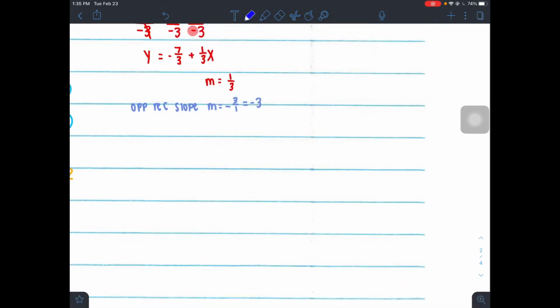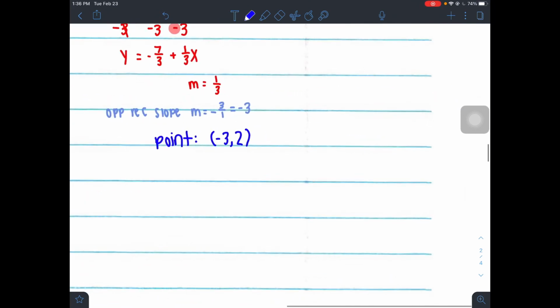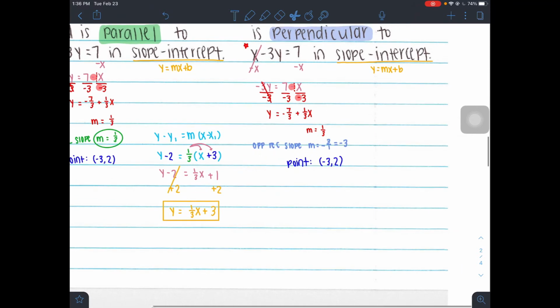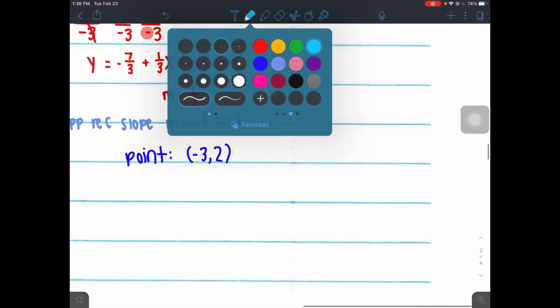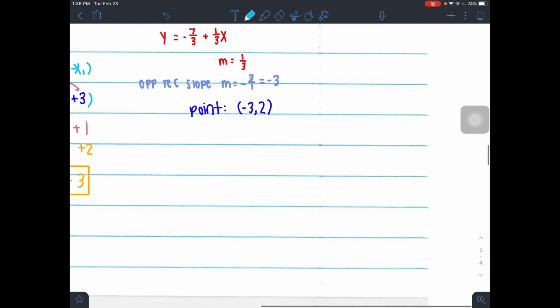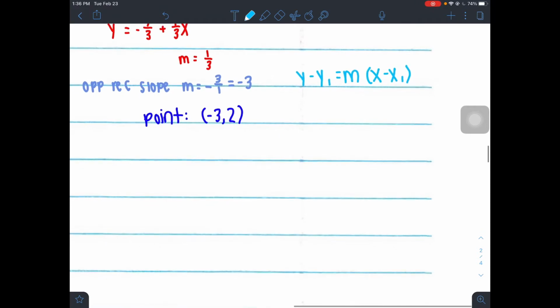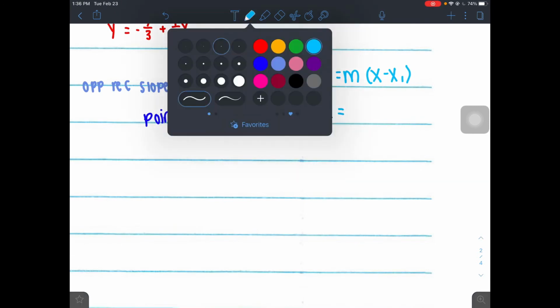Okay, so that's the slope we're going to use. And then the point that we want to use, they already gave it to us, is negative 3, 2. So let's go ahead and put this in point-slope form. y minus y1 equals m times x minus x1. Okay, so we're going to plug in our numbers. So y minus 2 equals our slope of negative 3.